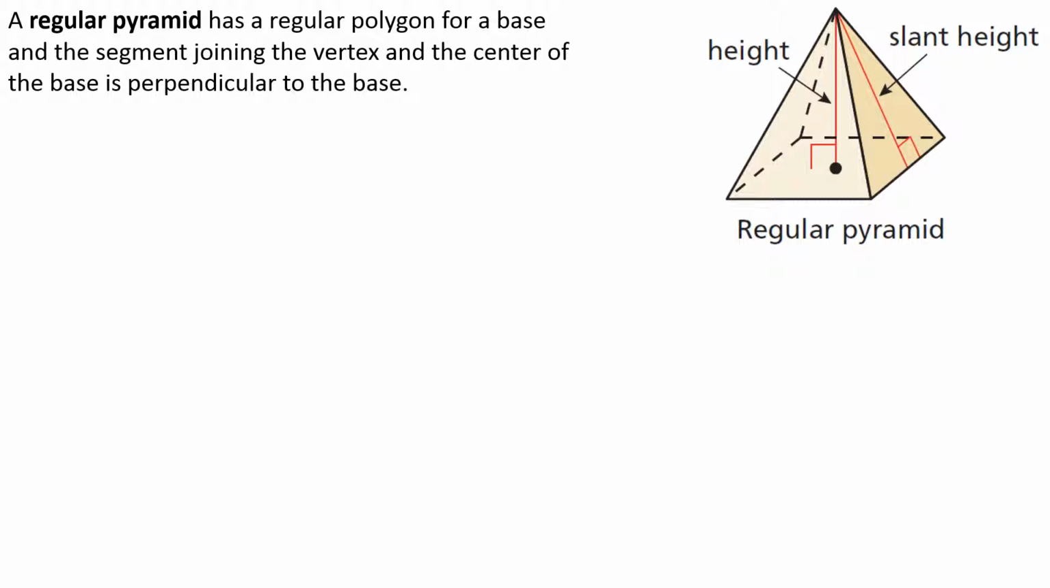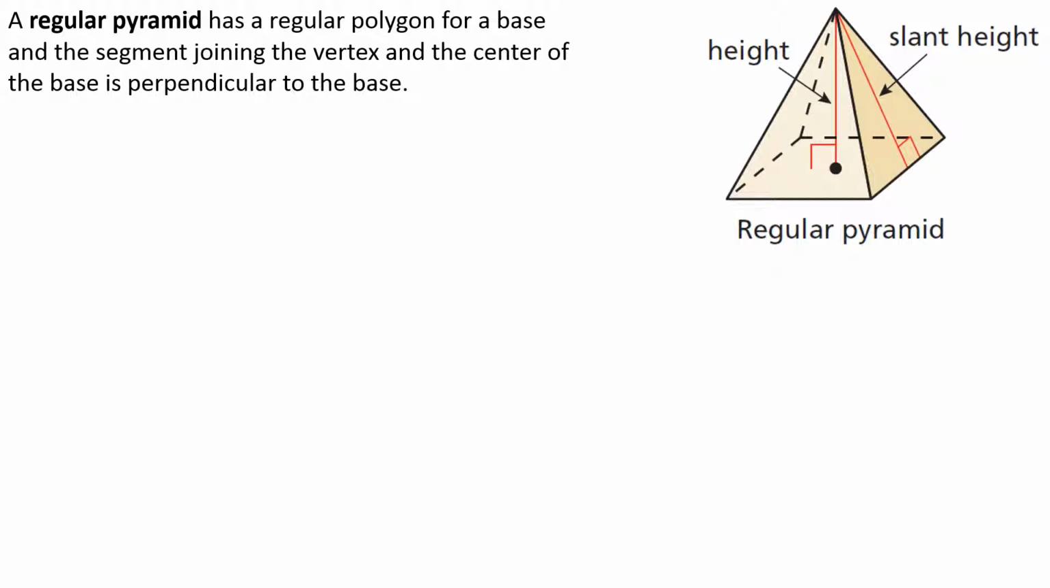Okay, now we're going to be dealing with regular pyramids. So the base is going to be a regular polygon, and so if it's four-sided, it will be a square. If there are 6 sides, it'll be a regular hexagon, so every side will have the same length, etc., etc. And of course, we know how to find area of regular polygons, and we know how to find the perimeter of a regular polygon.